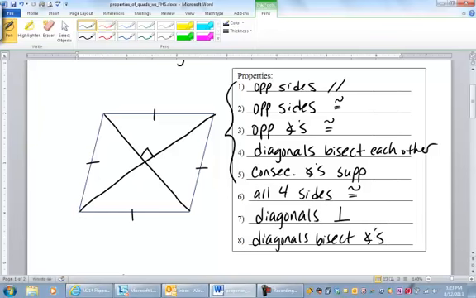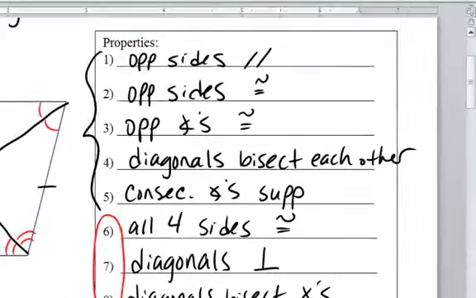And what does that mean? That means that this angle is equal to this one. And that means that this angle is equal to this one. So that angle is being cut in half. This angle equals this one. This angle equals this one. So those are the three new properties about a rhombus. And just keep in mind that the first five are the properties of a parallelogram.